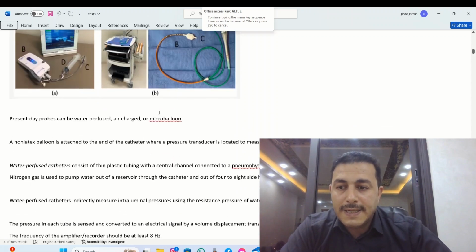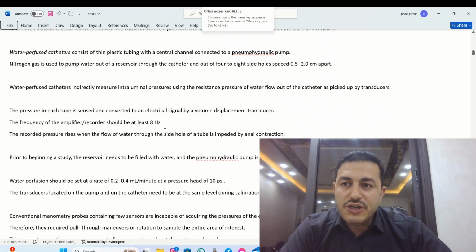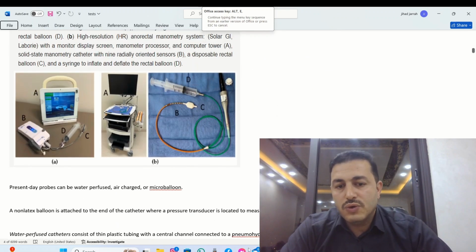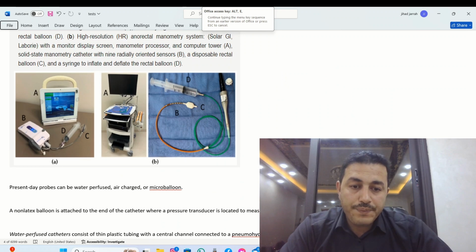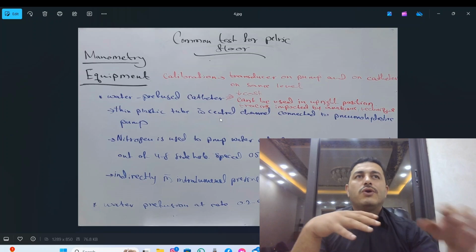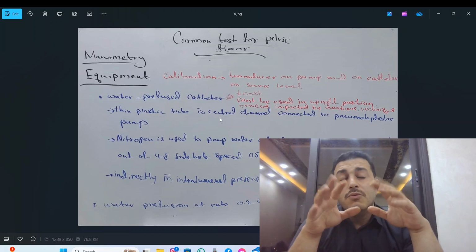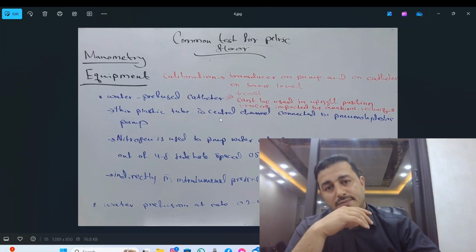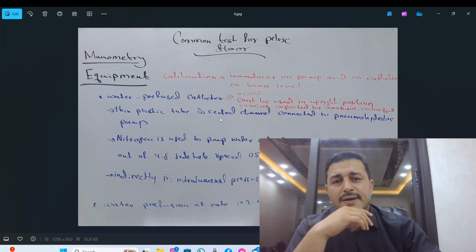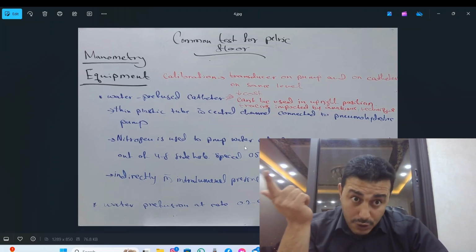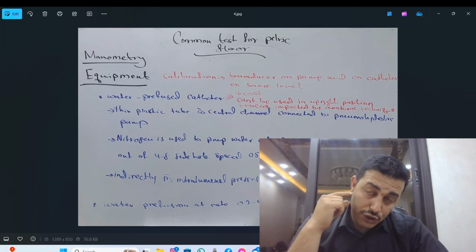We will see now, just your patience, to review how the water perfused catheter works. You can imagine this one, water perfused. When we compare it to the more solid type or the high resolution or 3D probe, it's lower cost, but cannot be used in upright position.